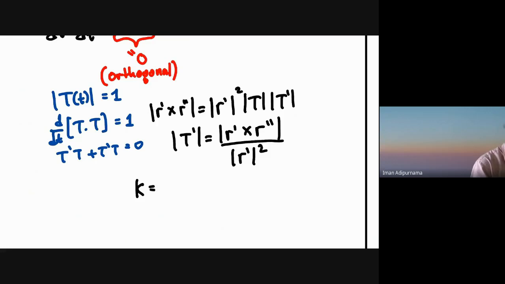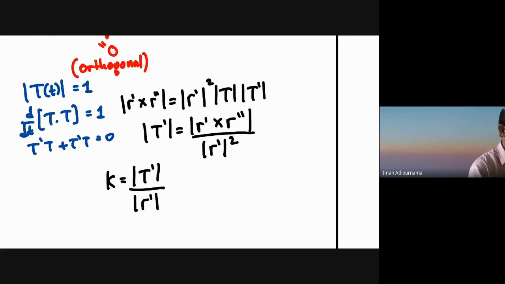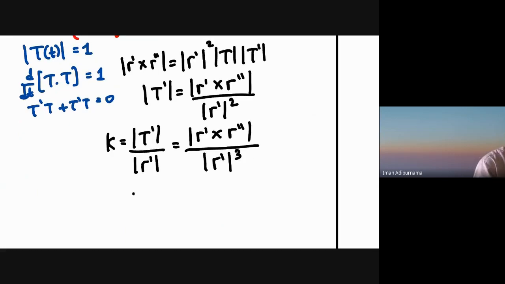Now the curvature is T prime divided by r prime. So we need just to divide one more time with r prime. So we have r prime cross r double prime divided by r prime cubed. Now this is the proof for the whole formula. So curvature is r prime cross r double prime, and then you have r prime cubed.